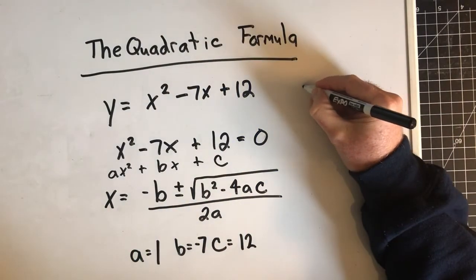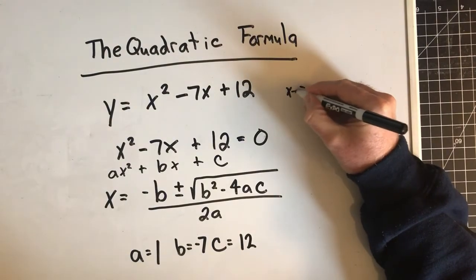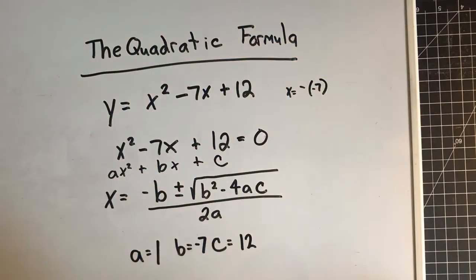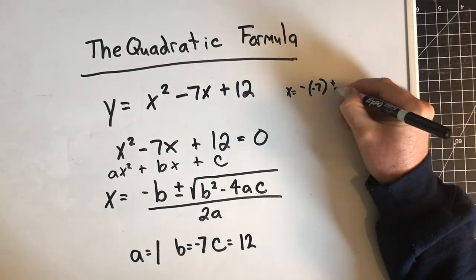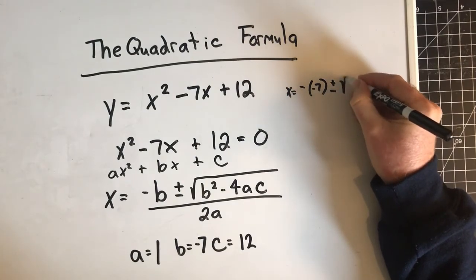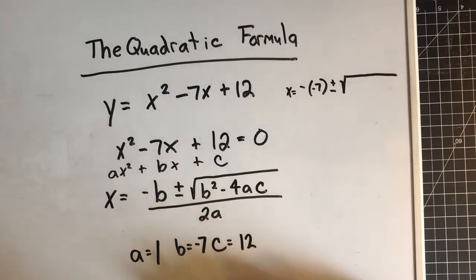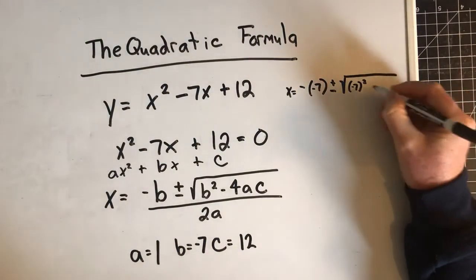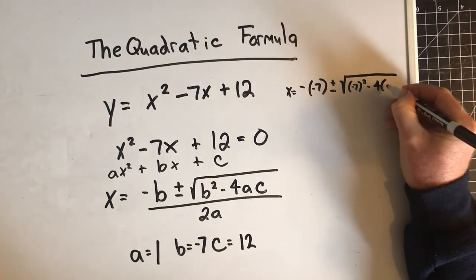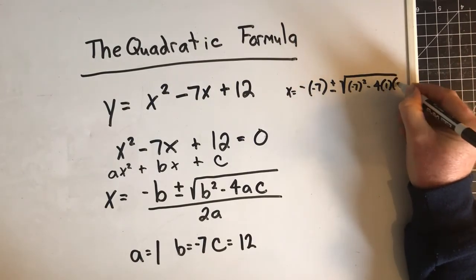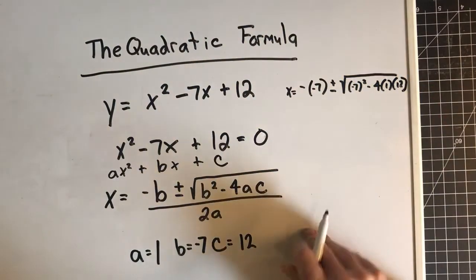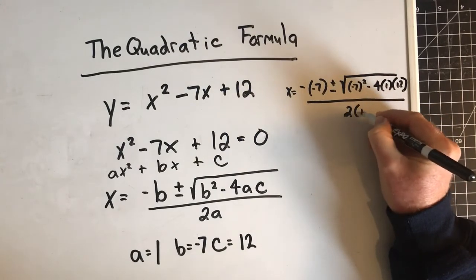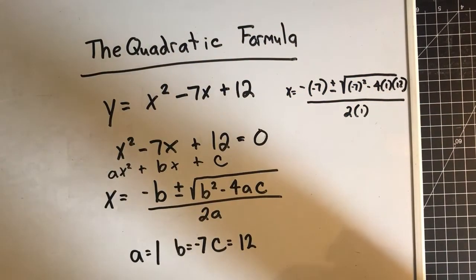So now we're going to plug those values in, and I'm going to do that up here. So x equals negative, negative 7, plus or minus the square root of b squared, so negative 7 squared, minus 4 times a times c. All right, all over 2a, which is 2 times 1.